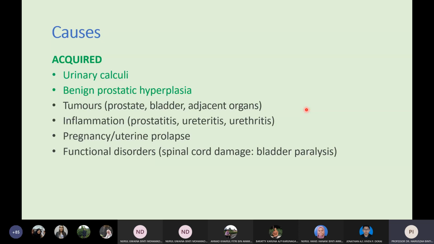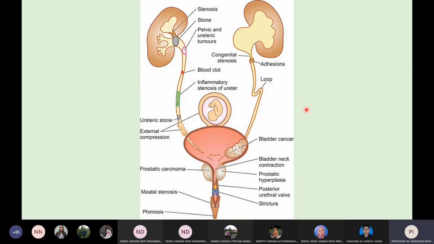Of course, the extrinsic causes like pregnancy and uterine polyps. Pregnancy I have not yet seen. Theoretically it does, but very, very rare. Uterine prolapse is more likely, seen in gynae practice. Of course, there is another group of causes like functional disorders, where a patient can have spinal cord damage and the bladder is not functioning. The bladder will accumulate urine, and that itself can cause some form of pseudo obstruction to the urinary tract.